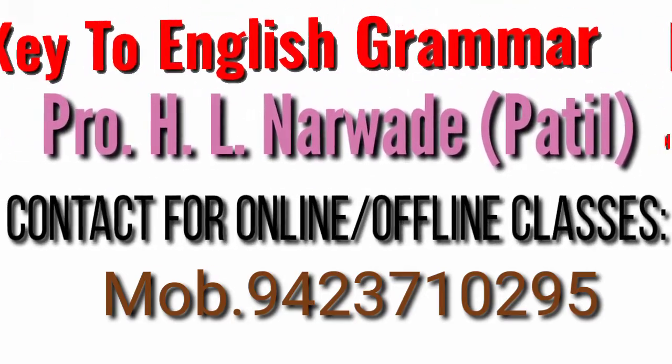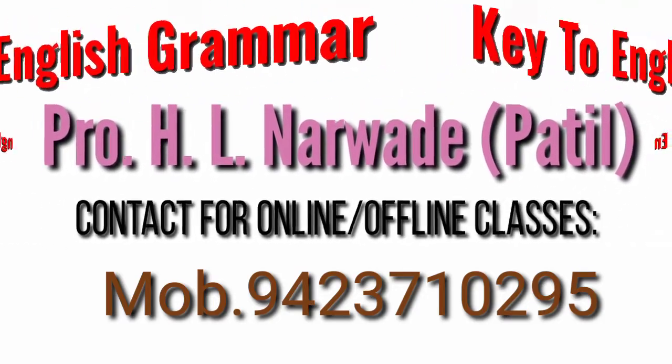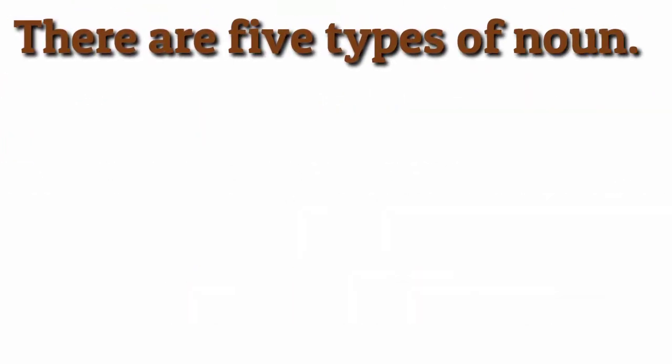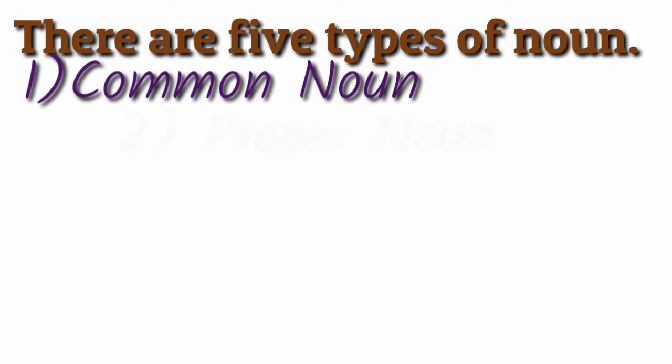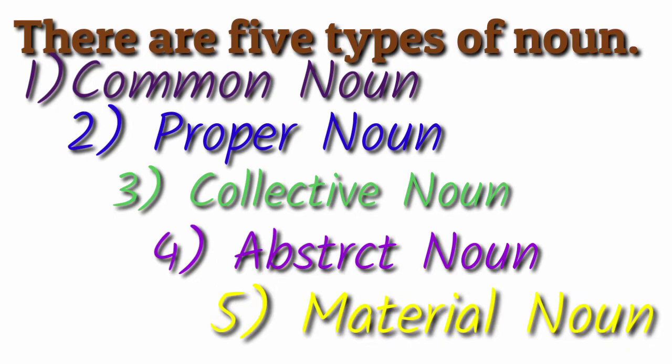Today we are going to see the function of nouns. Already in the earlier video we have seen about the noun and we have seen there are five types of noun. For example, common noun, proper noun, collective noun, abstract noun and material noun. After that we have seen what a common noun is. A common noun is a name given in common to every person or thing of the same kind. In this way we have seen about the common noun.